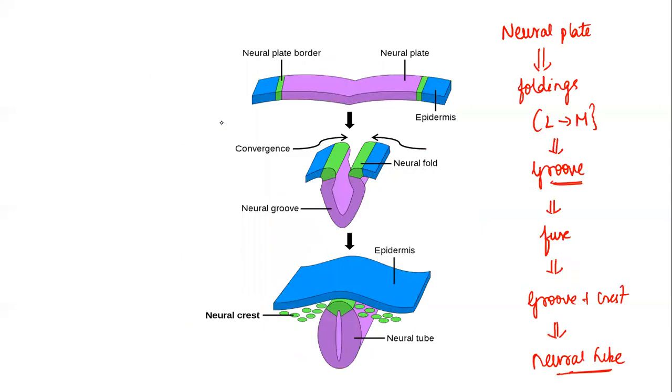Now, we have to understand the abnormality. With respect to neurulation, you have to know about how the brain develops, and you have to know the abnormalities. Very, very, very important.